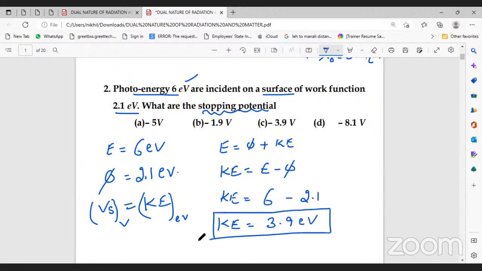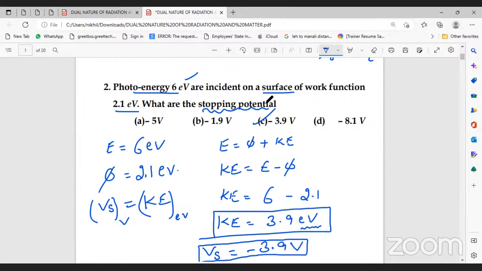You know that the stopping potential is equal to the kinetic energy only, but don't write it in terms of electron volt. You have to write it in volts. And you know that the stopping potential is the minimum negative potential, so stopping potential should be negative. So it should be minus 3.9 volt. So which is the right option? Option C.